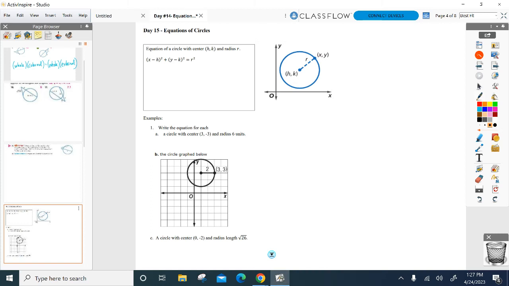All right, no parts today. No parts of a circle. Equation of one. You can graph a circle, so you should have an equation attached to it.